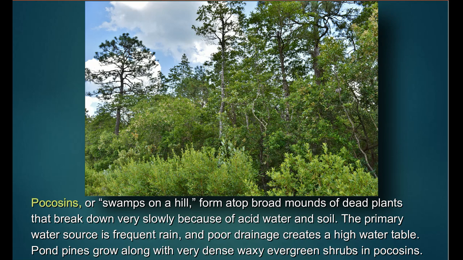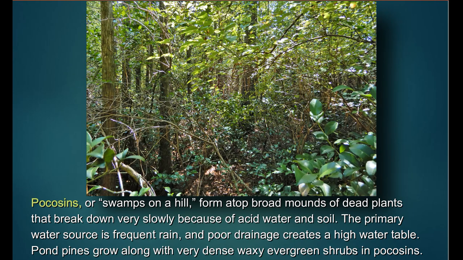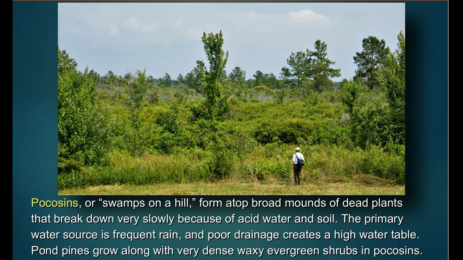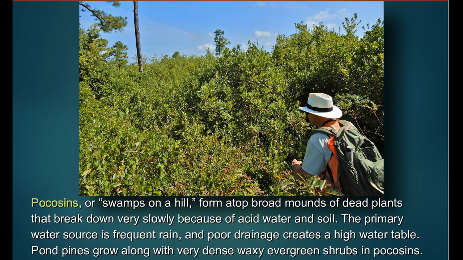Pocosins, or swamps on a hill, form atop broad mounds of dead plants that break down very slowly because of acid water and soil. The primary water source is frequent rain, and poor drainage creates a high water table. Pond pines grow along with very dense, waxy evergreen shrubs in pocosins.